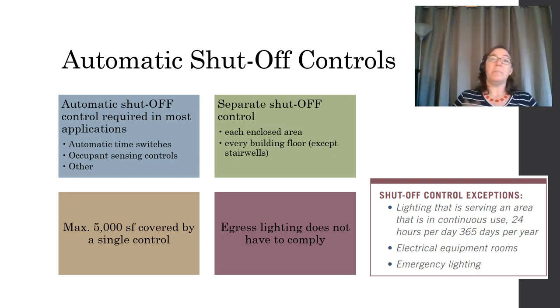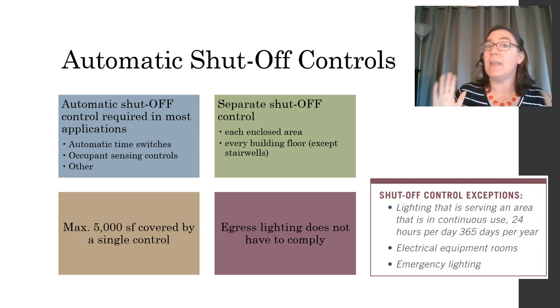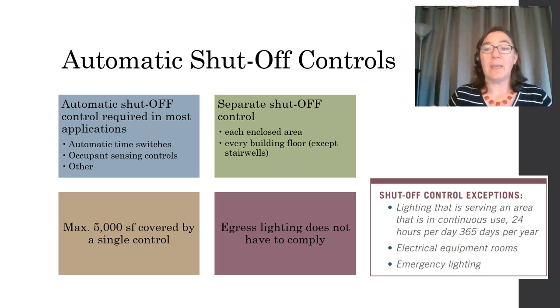And a maximum amount of 5,000 square feet can be covered by a single control. So if you have a really big floor plate, you're going to need more than one of these. There's a couple of exceptions. Egress lighting, again, for safety is accepted. And if you have specifically an area that is always going to be in continuous use, you don't have to put in these shutoff controls.